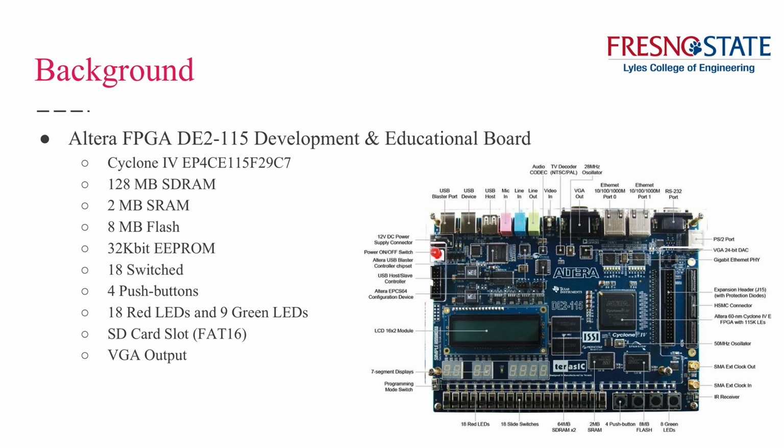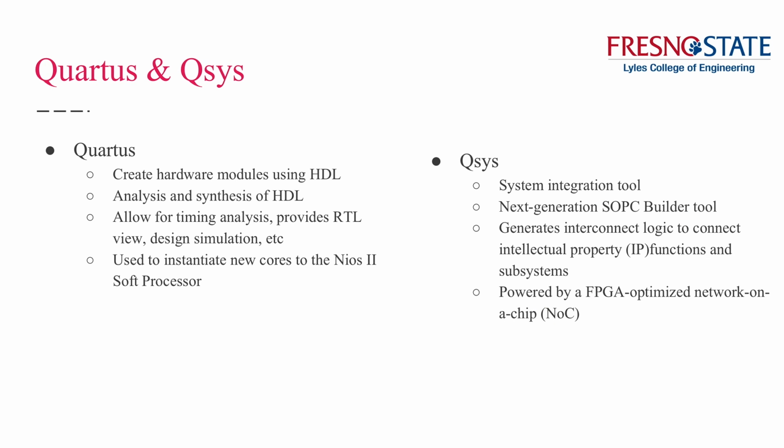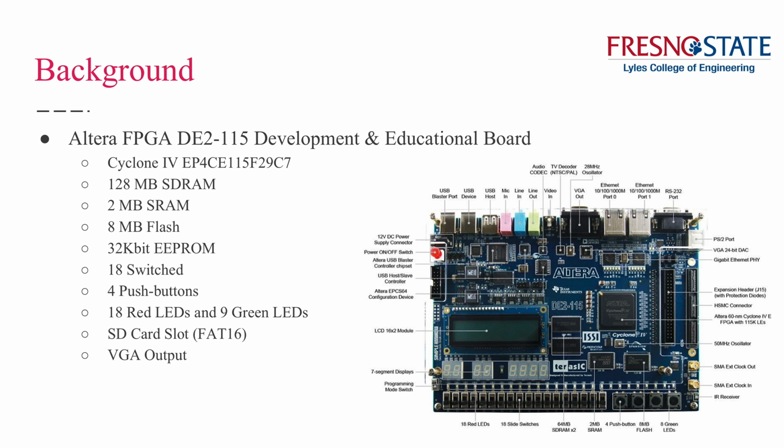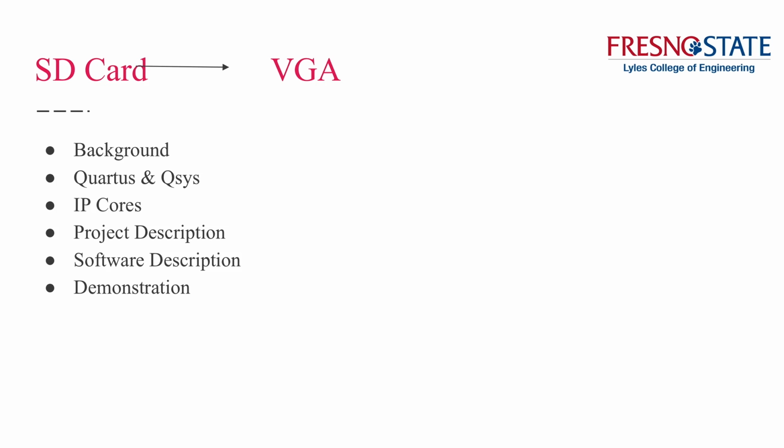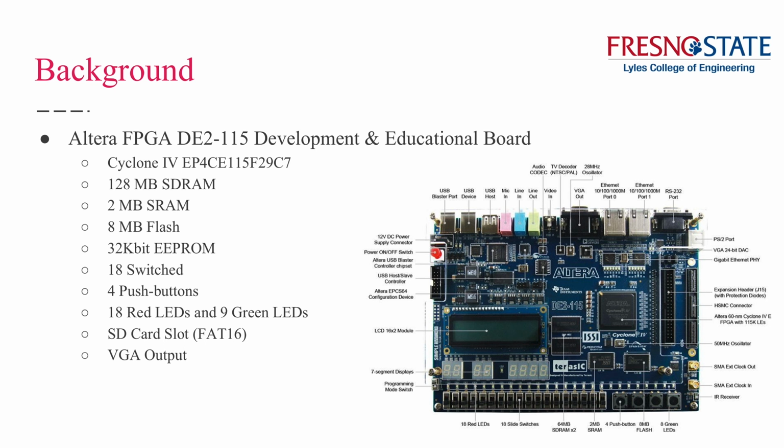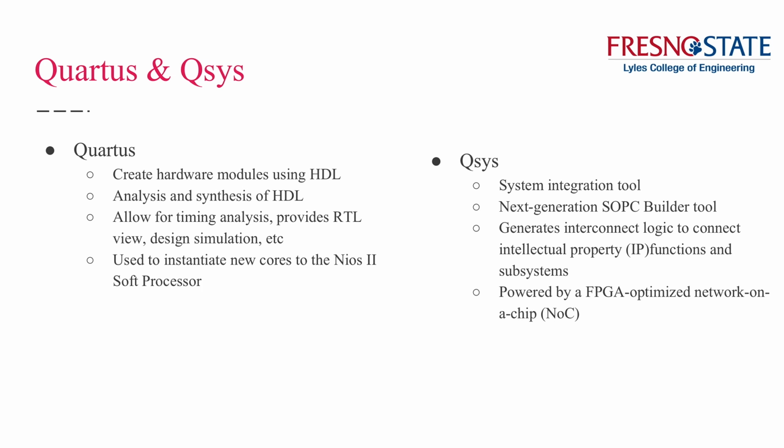A quick background about the Altera FPGA DE2-115 board. It uses the Cyclone IV, and it has several types of memory that can be used for the programs, as well as a bunch of other peripherals such as the 7-segment displays, the LEDs, both red and green, switches, and the push buttons. Some of the most important ones for this project are the SD card slot. It is important that it is formatted with the FAT16 file type so that the SD card can locate the blocks of data correctly. And the VGA output, which has several IP cores associated with it, that must also be configured and synchronized correctly.